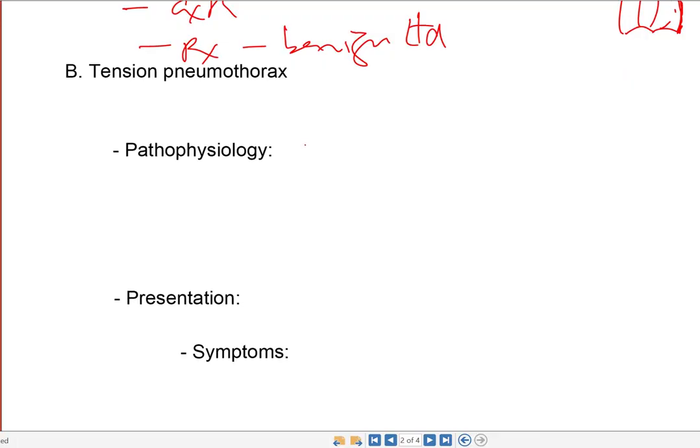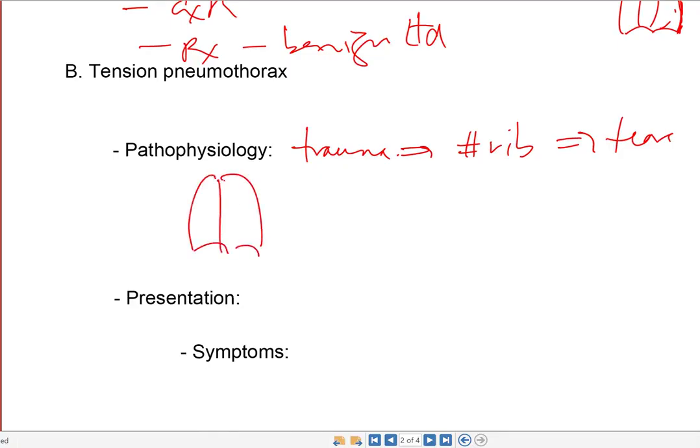Tension pneumothorax is almost invariably seen in trauma that results in a fracture of the rib. And the fracture of the rib is what tears the pleura. And it tears the pleura in a specific manner. It tears it so that the pleura becomes a flap valve. So if this is going to be our region of tear here, it tears in a way that creates a flap valve, so that when you breathe in, the air can come in and collapse the lung.